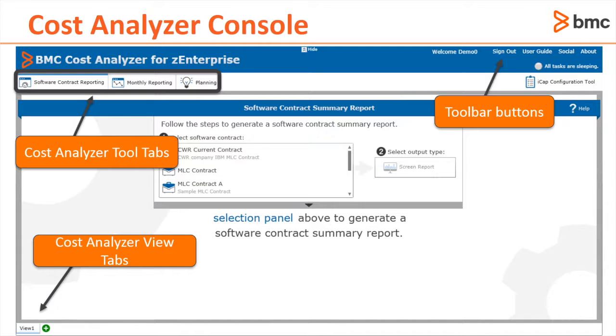The toolbars are located in the upper right-hand corner. You have the Administration toolbar button, which gives access to CAzE administration functions. The ICAP configuration tool, which is used to create parameters for BMC's Intelligent Capping for zEnterprise. At the bottom of the screen, on the left-hand side, are the View tabs. This shows which view or views are currently open.